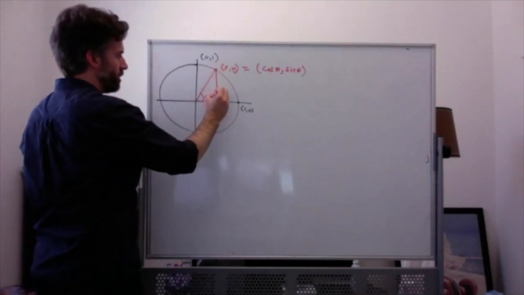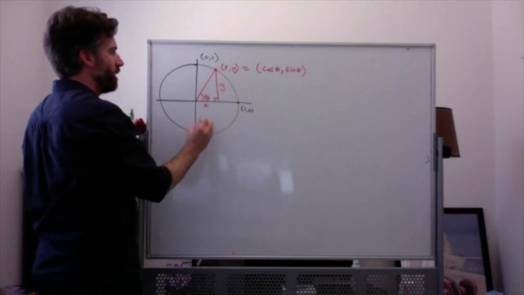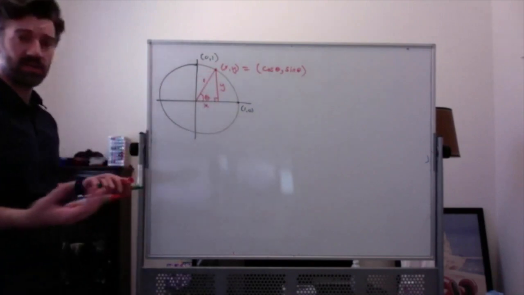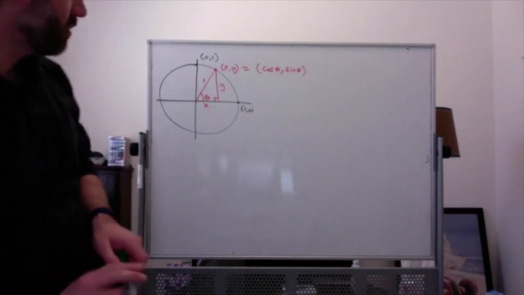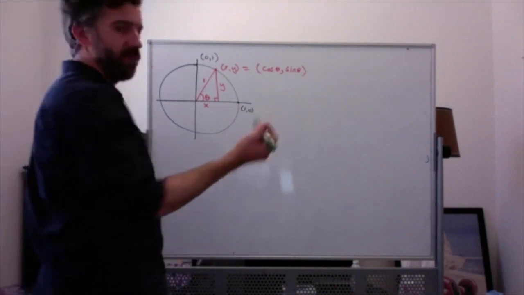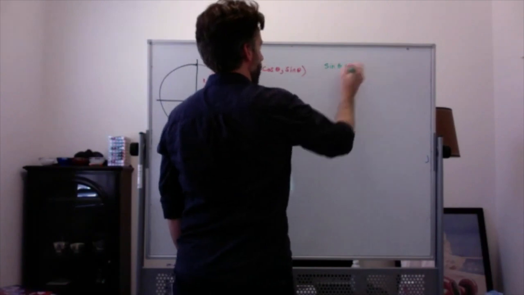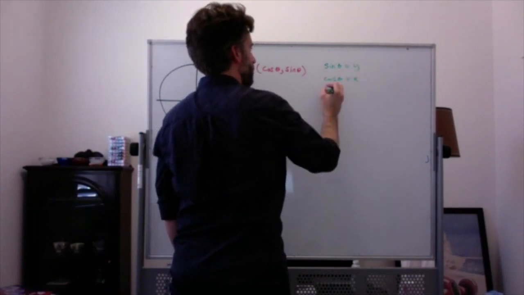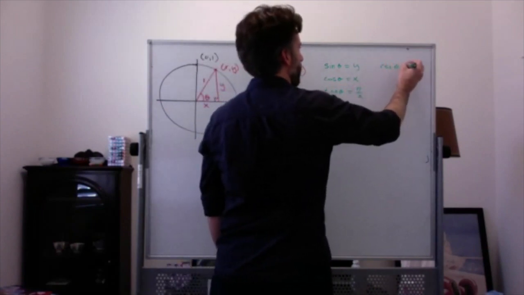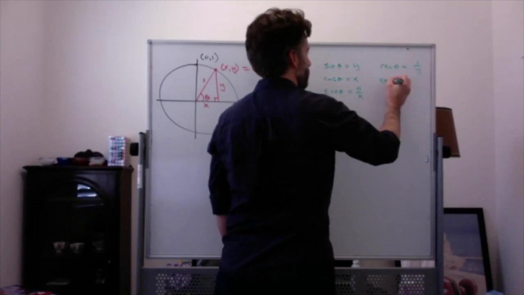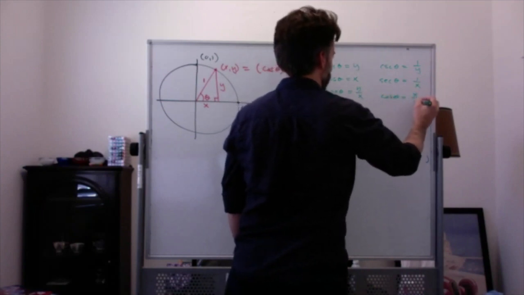And again, if I drop a perpendicular, the base of the triangle is x, the height of the triangle is y, and the radius of the circle, which is the same as the hypotenuse of the triangle, is 1. And I'm going to try and write all these down here. So of course we have the definitions we already talked about. Sine of theta is y, cosine of theta is x, tangent of theta is y over x, cosecant of theta is 1 over y, secant of theta is 1 over x, and cotangent of theta is x over y.